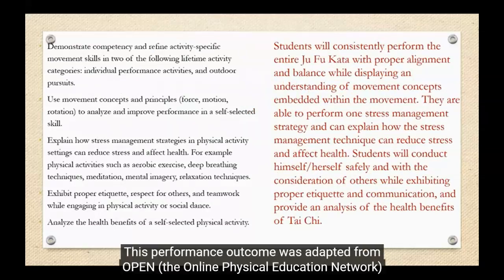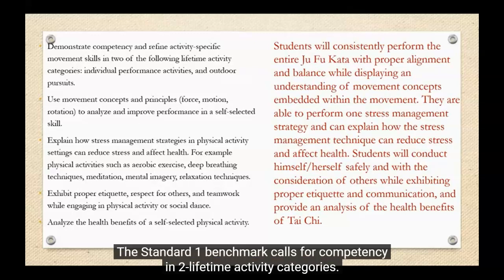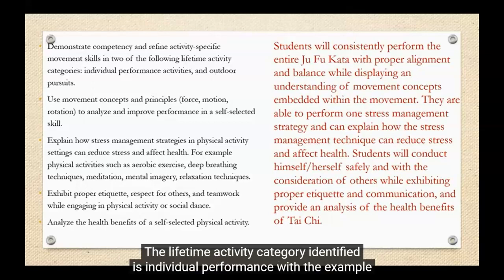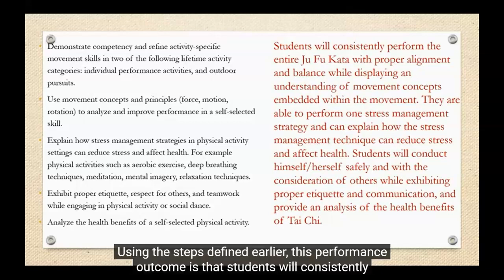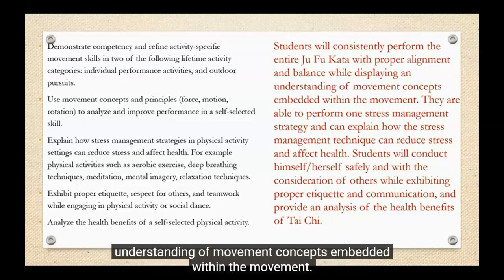This performance outcome was adapted from the OPEN, or the Online Physical Education Network, at the high school level. The Standard 1 benchmark calls for competency in 2 lifetime activity categories. This performance outcome partially meets this benchmark. The lifetime activity category identified is individual performance with the example activity of Tai Chi. Using the steps defined earlier, this performance outcome is that students will consistently perform the entire Juvu Kata with proper alignment and balance while displaying an understanding of the movement concepts embedded within the movement.